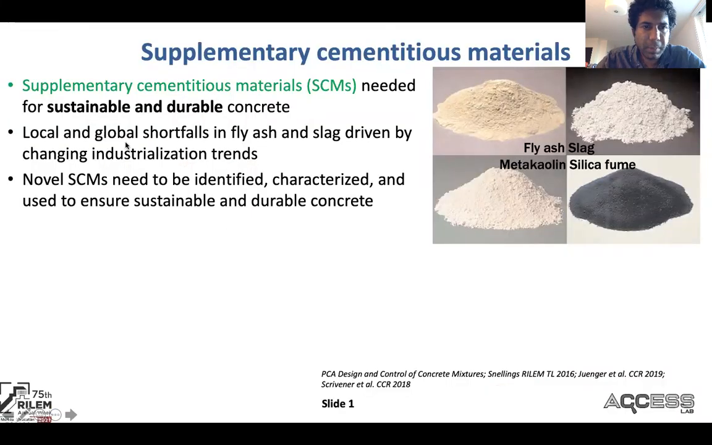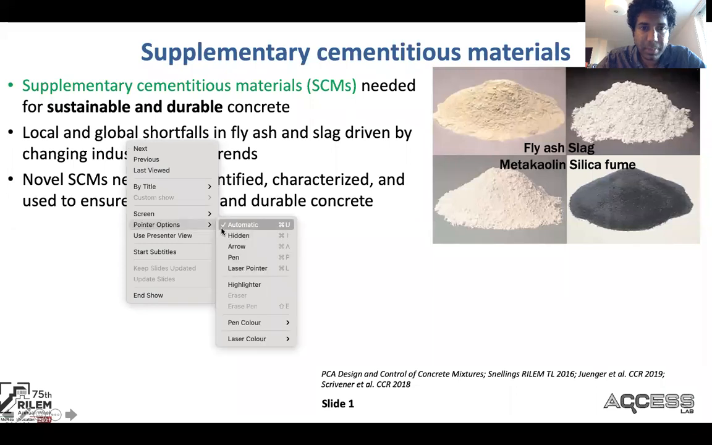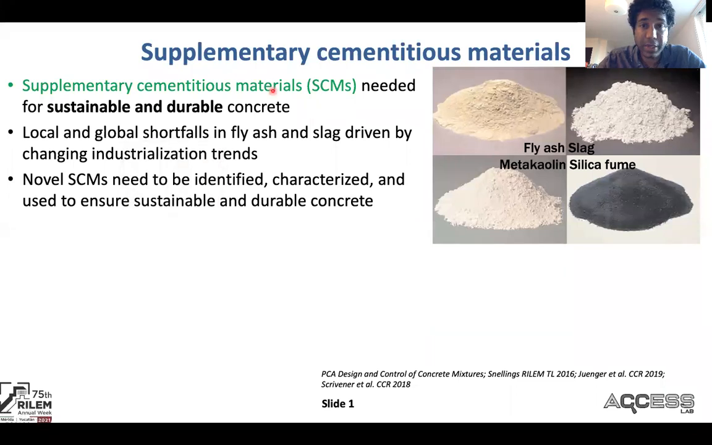Supplementary cementitious materials are extremely important because we need them for sustainable and durable concrete. Unfortunately, there have been lots of local and global shortfalls in the supply of the most common SCMs, which are fly ash and slag. This has been driven by complex changing industrialization trends. So we need to identify, characterize, and ultimately use novel supplementary cementitious materials, and this is needed to ensure sustainable and durable concrete.